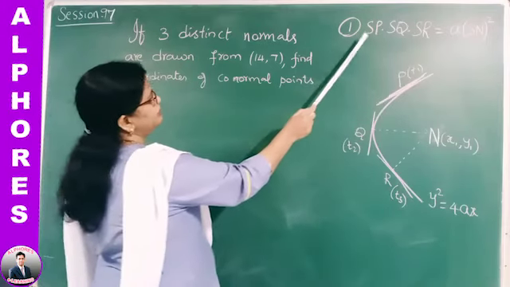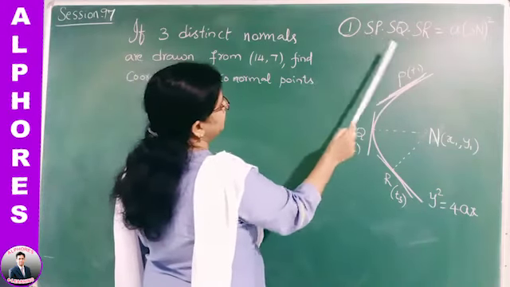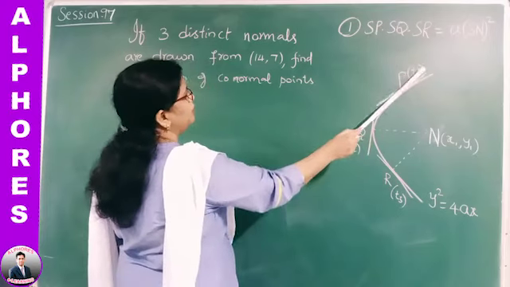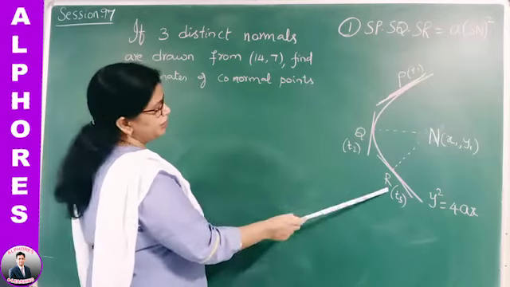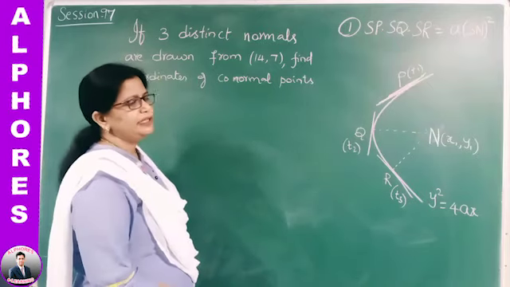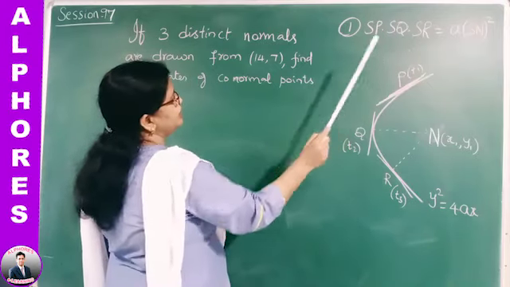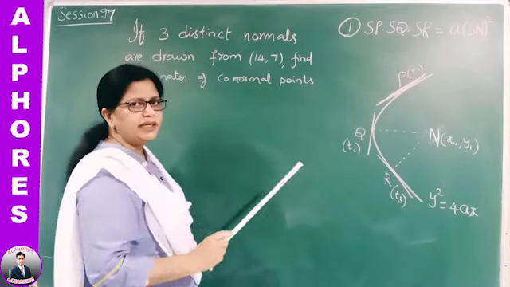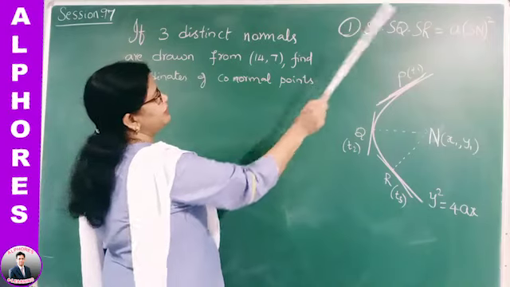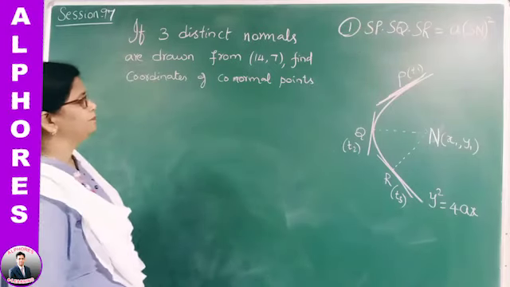For the proof, students, you can simply make use of P as a comma 2a, the next value as 0 comma 0, and the other value as a comma minus 2a. That means t1 is 1, t2 is 0, and t3 is again minus 1. So make use of that and you can obtain the result.